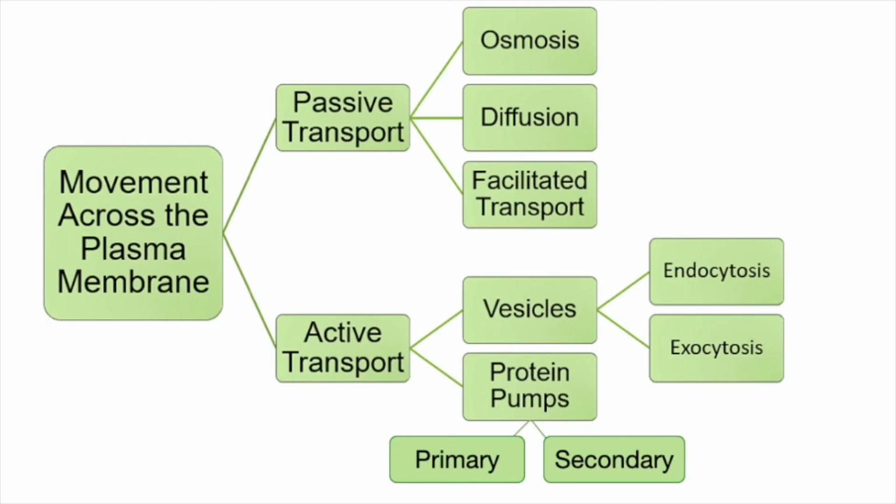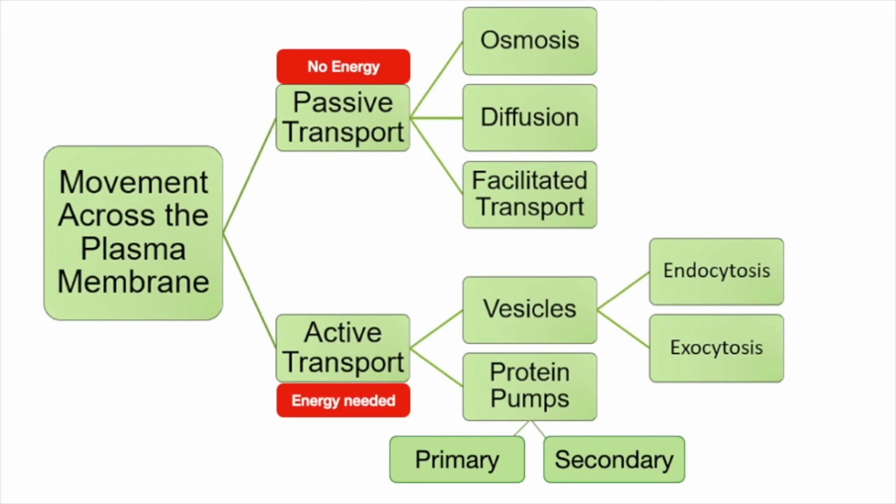And so that's it for cell transport. And to summarize, movement across membranes can happen via passive or active transport. Passive transport, such as osmosis, simple diffusion, or facilitated diffusion, does not require extra energy from the cell. And active transport does require energy from the cell, both during primary and secondary transport, and in the movement and formation of vesicles during endocytosis and exocytosis.